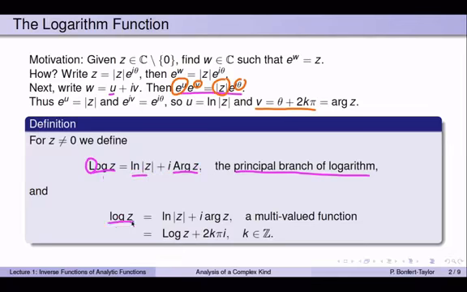Furthermore, lowercase logarithm of z is ln absolute value of z plus i times argument of z with lowercase argument. It's a multi-valued function. It allows all possible values for the argument down here, and it can be obtained from uppercase argument of z by just adding a multiple of 2 pi i. Both of these functions have the property that e to the log of z is equal to z.